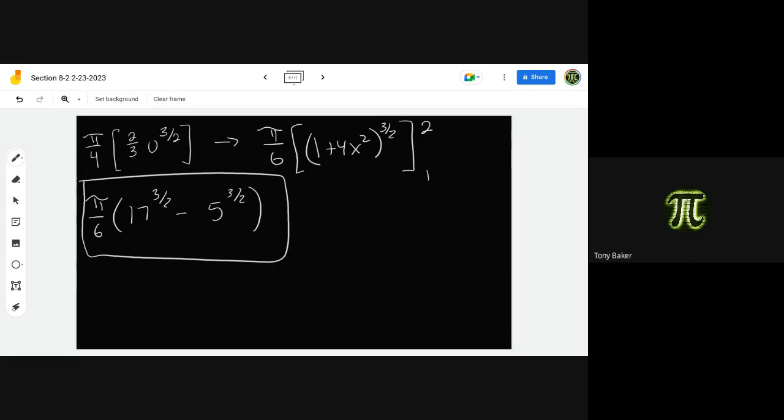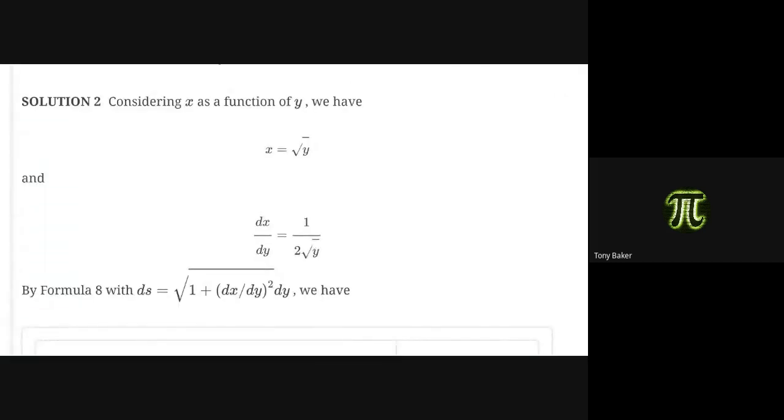Since you asked, and I don't feel like writing it all out, and I have it in the book, I'm just going to show it to you from the book. All right. So if you wanted to switch it, we're rotating around the y-axis, you want it in terms of x equals. So x would be the square root of y. The derivative of that would be 1 over 2 square root of y.